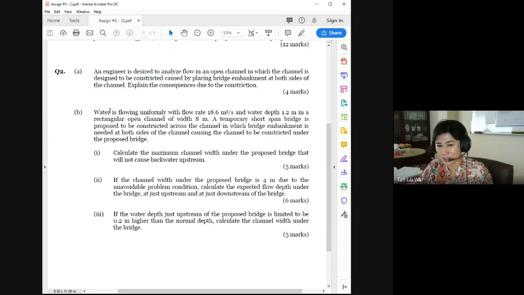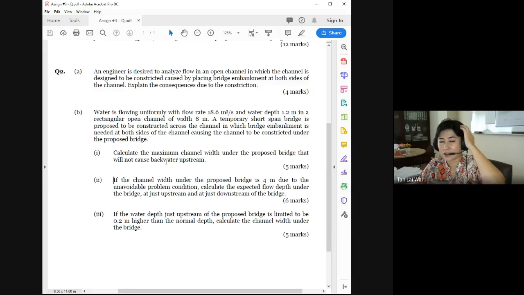But let's look at this first. Water flowing uniformly. When it says flowing uniformly, that means the water depth given here is the depth of uniform flow. That means Y0 is 1.2 meter. Q is 18.6 cubic meters per second. In a rectangular channel, you can find your YC using the formula of cubic root of q squared over g, where q is the discharge per unit width. You can use the simplified formula. And this is a case of constricted channel.